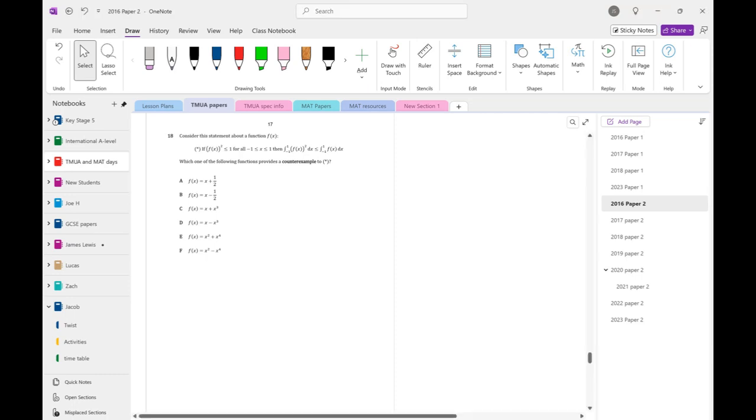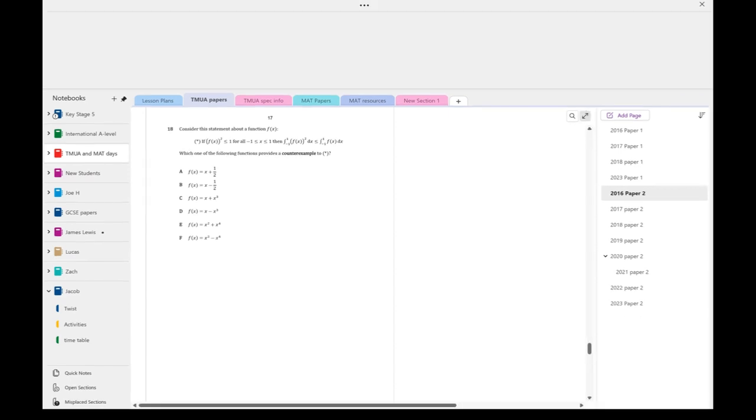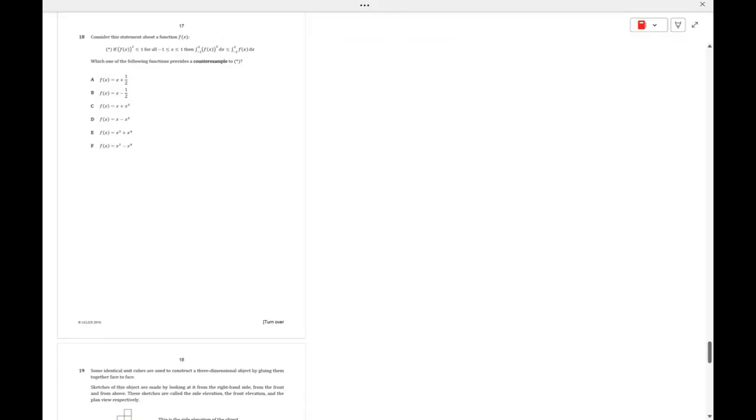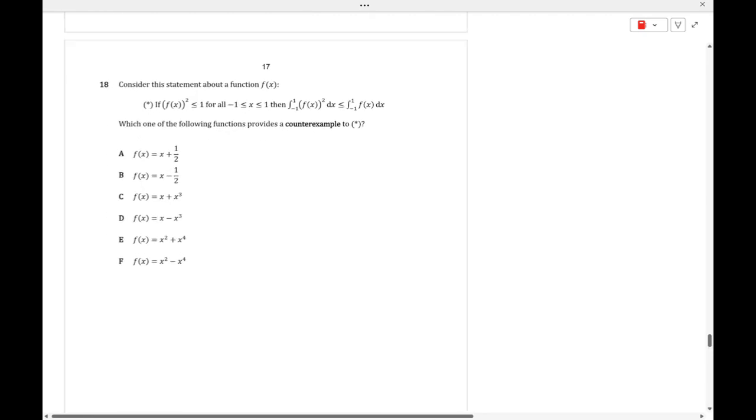Right, this is the 2016 TMUA paper 2, and we're looking at question 18. So, this comes under one of these logic topics, and the first thing to note is that there is a requirement for any function that is going to be a counterexample.